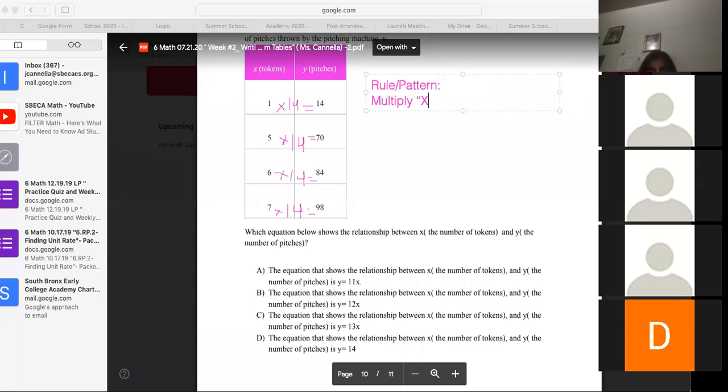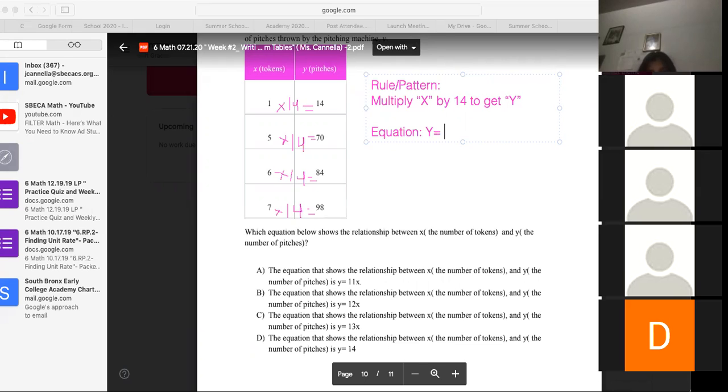Multiply X times 14 to get what? Equals Y. Excellent. Now, Eric, what would my equation look like? Look at those answer choices. What is it going to be?